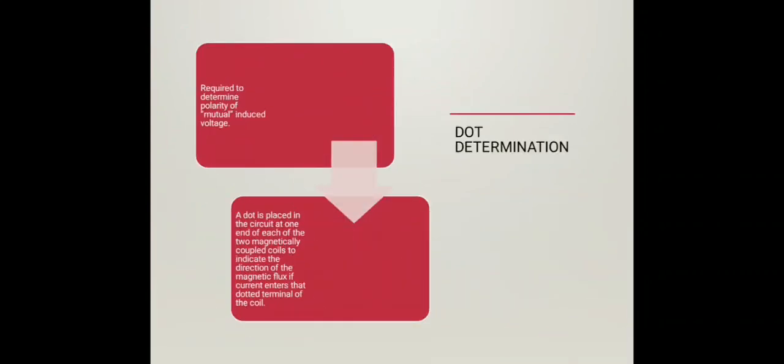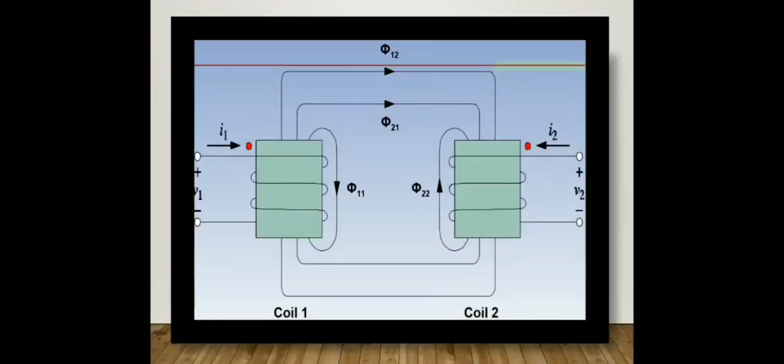Dot determination. It is the main strategy to solve circuits of magnetically coupled coils. It is required to determine the polarity of the mutually induced voltage. A dot is placed in the circuit at one end of each of the magnetically coupled coils to indicate the direction of the magnetic flux. If current enters the dotted terminal of the coil, the flux is produced upwards. If it leaves, the flux is produced downwards.